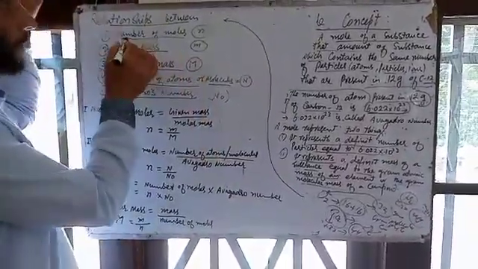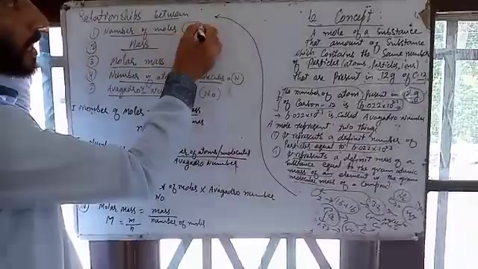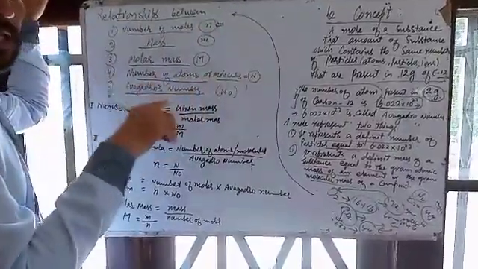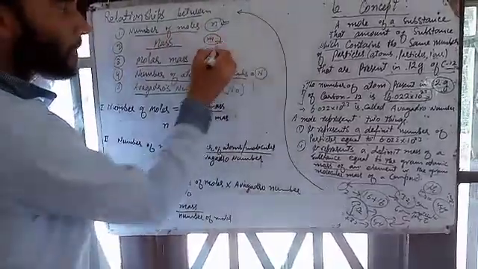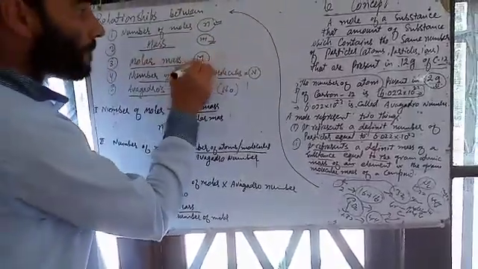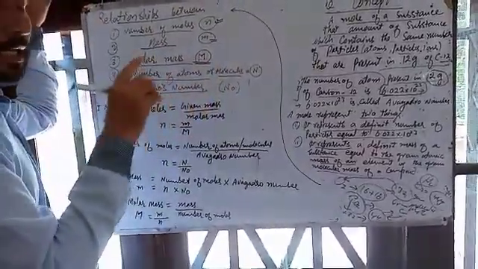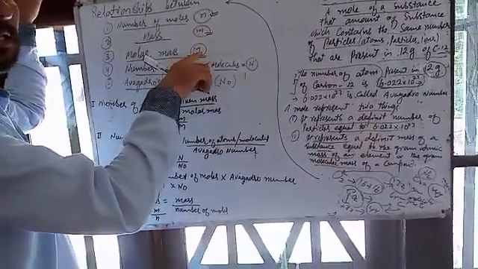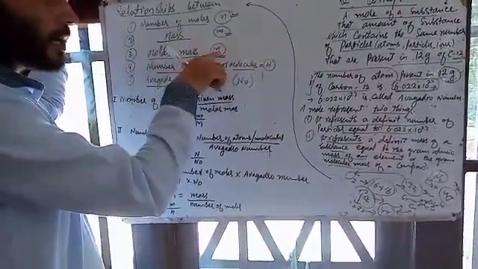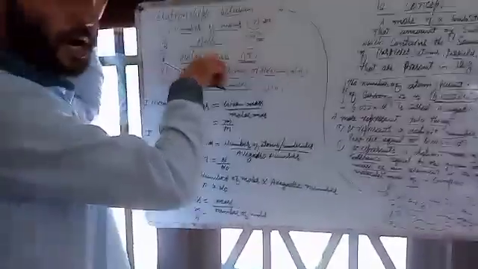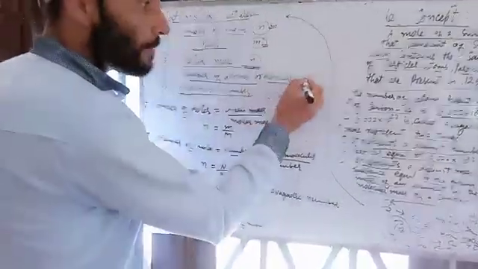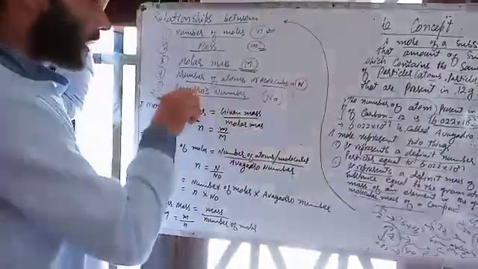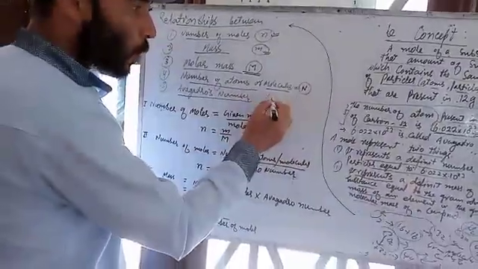Number of moles is represented by small n. You have to remember these terminologies also. Mass is small m, molar mass is capital M. Remember, small m and capital M designate different things. Number of atoms or molecules is capital N, and Avogadro's number is N0.